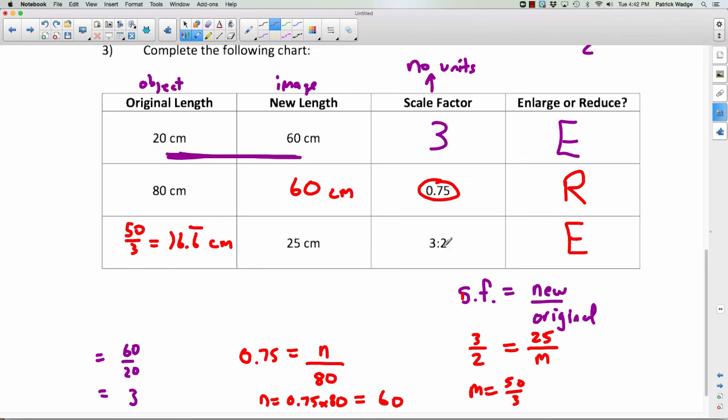Or look at this, 3 to 2. Remember I said you could divide and get 1.5? That's bigger than 1, so it's an enlargement. Okay, so the key today is this formula. Use that and you can't go wrong. Well, you can, but you're less likely to go wrong.